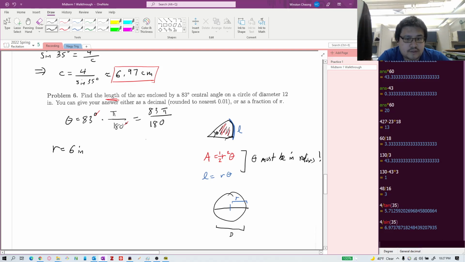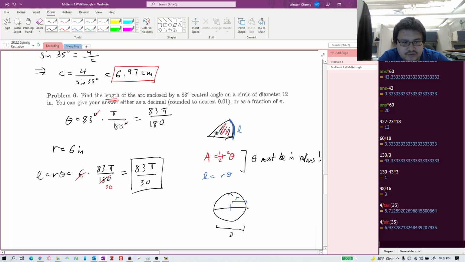Right, so then arc length L is equal to r theta, which is going to be 6 times 83 pi over 180. We see a bit of cancellation, and the cancellation is going to give me 30 in the denominator. So we end up with 83 pi over 30. This is a valid answer.